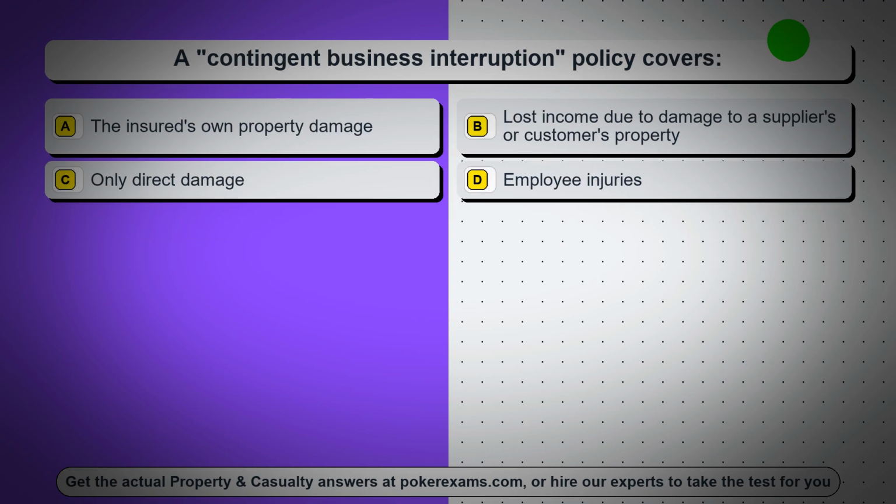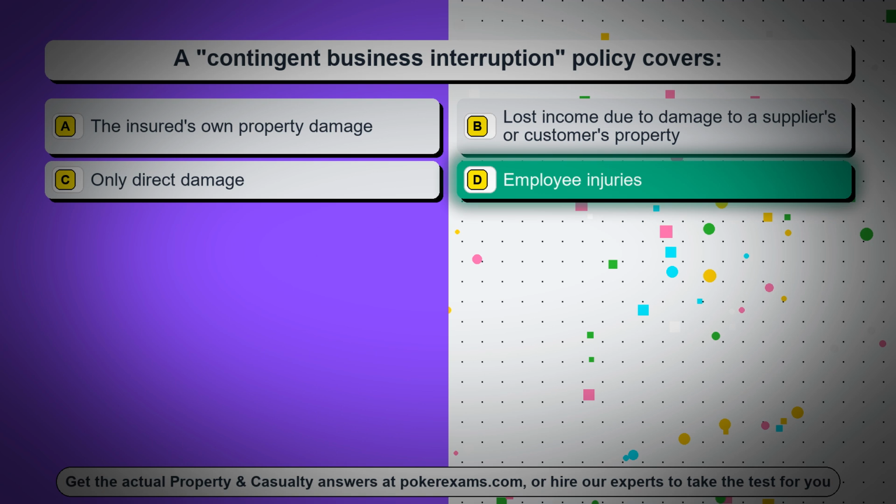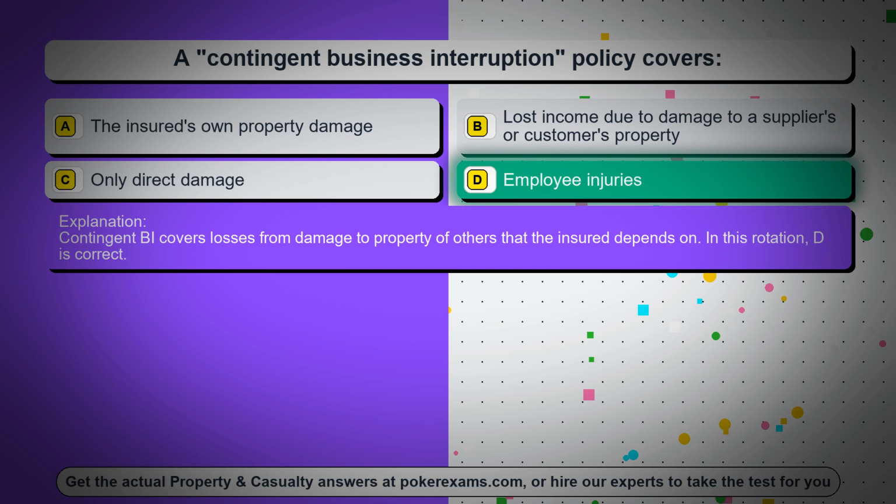Question 77. A contingent business interruption policy covers option A, the insured's own property damage, option B, lost income due to damage to a supplier's or customer's property, option C, only direct damage, option D, employee injuries. The correct answer is option D, employee injuries. Contingent BI covers losses from damage to property of others that the insured depends on. In this rotation, D is correct.